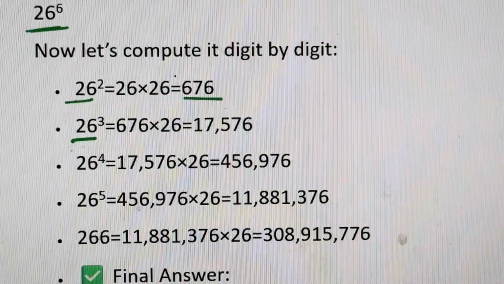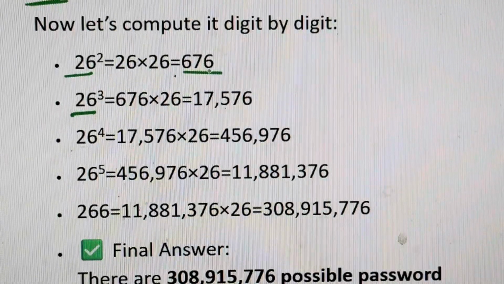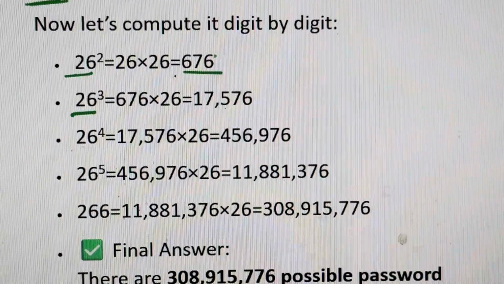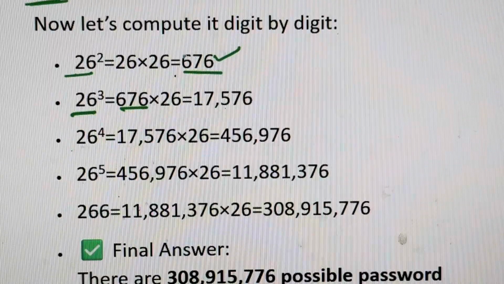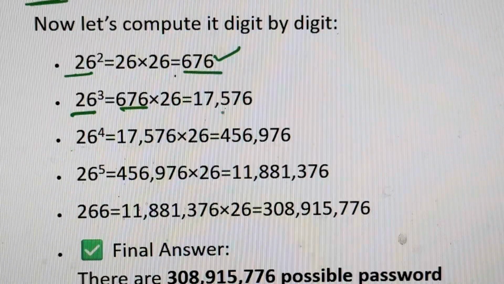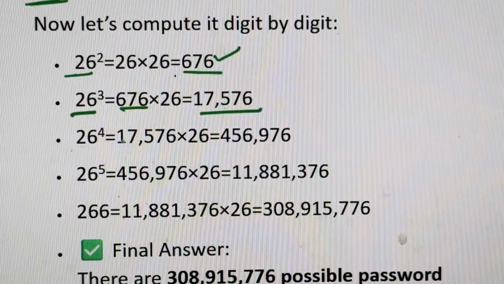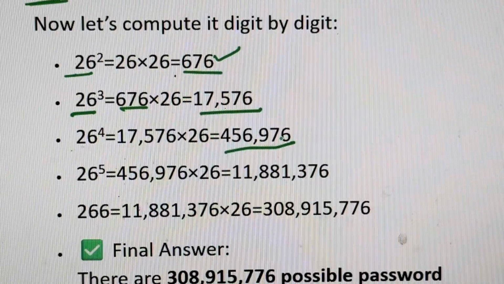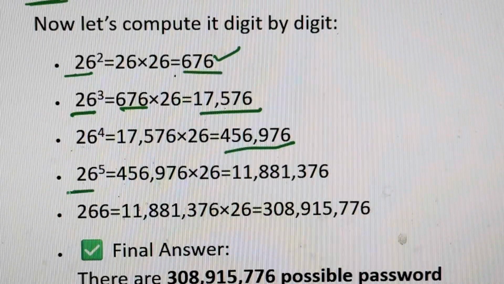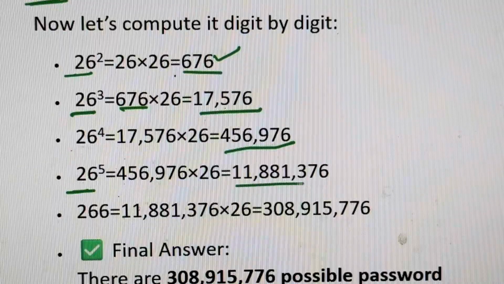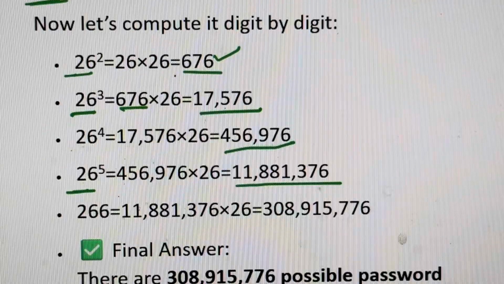So suppose it is a 2 slot lock, then 26 into 26 gives you 676, right? Suppose it is a 3 slot lock, then 676, we already multiplied this, into 26 gives you 17,576. If it has 4 slots, then the answer is 456,976. Suppose it is 5 slots, then 11,881,376 passwords will be possible.